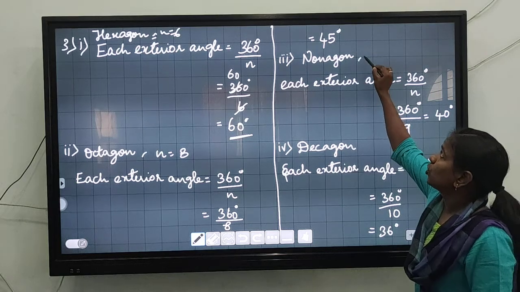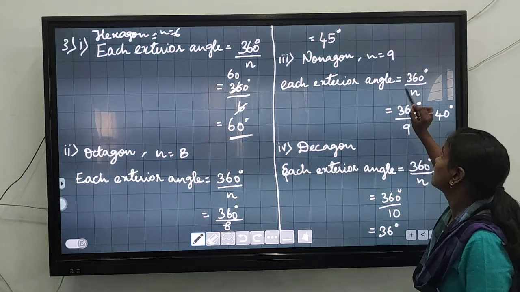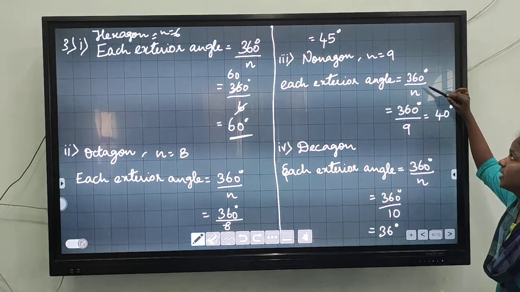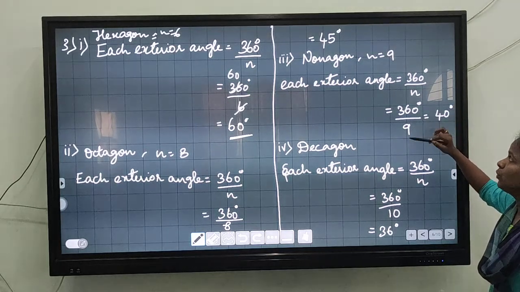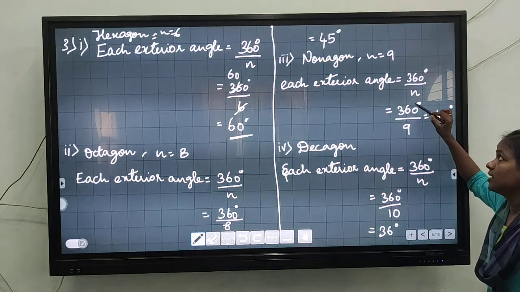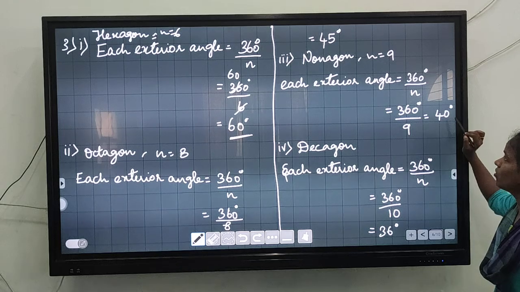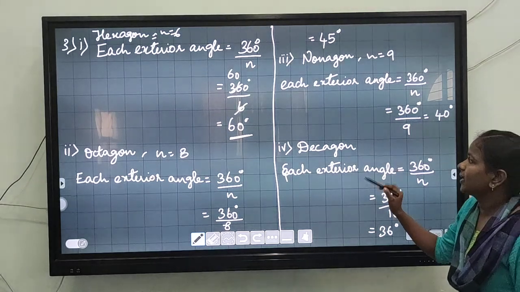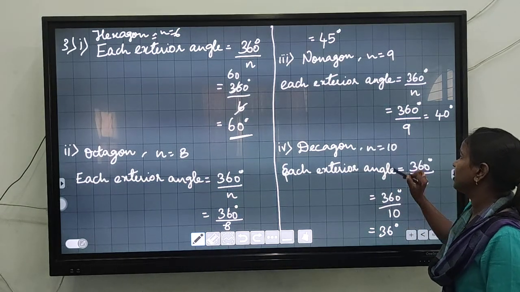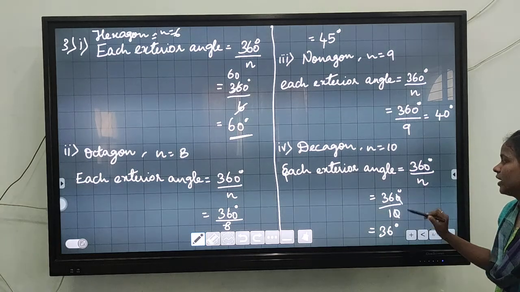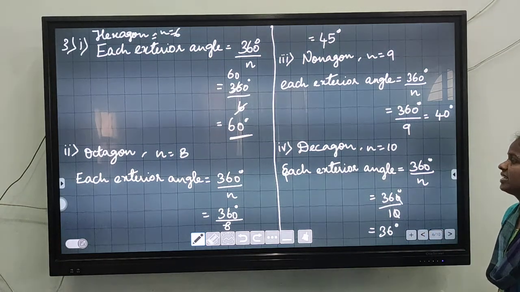Next, nonagon. Nonagon means it has 9 sides. So same formula, 360 degree divided by n, divided by 9. 1 9s are 9, 4 9s are 36, then 0, 40 degree will come. Then decagon. Decagon has 10 sides. So n equal to 10. So the 0s get cancelled. Your answer is 36 degree.